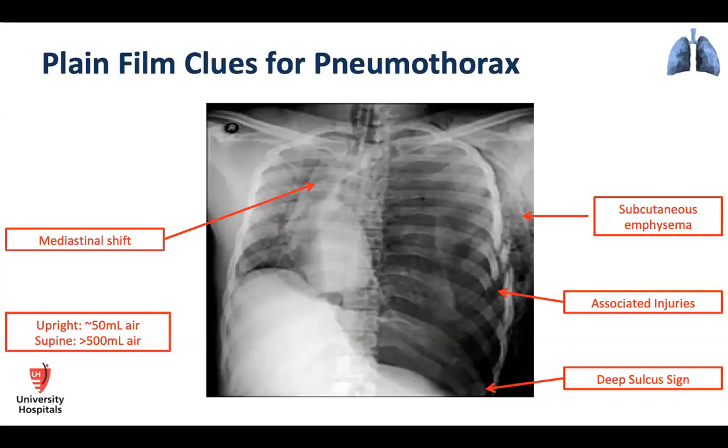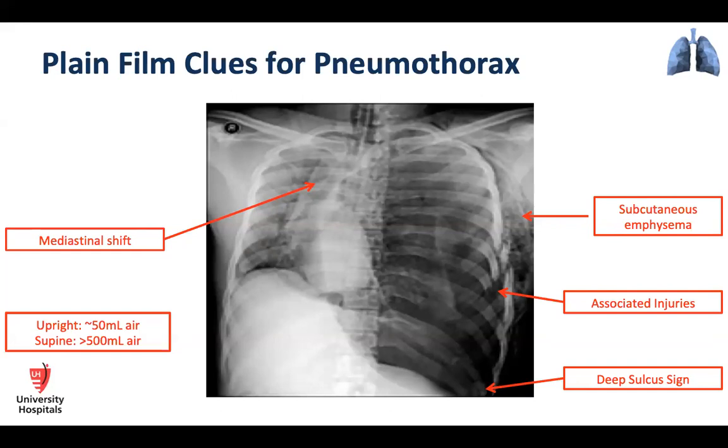So plain film cues for pneumothorax, things that you should be looking for. Well, of course, you should look for subcutaneous emphysema. You should look for associated injuries, rib fractures. We don't see this very commonly in the patients that we deal with. A deep sulcus sign, where the ipsilateral sulcus looks way deeper than the contralateral sulcus, where air has accumulated in the pleural space. Look for mediastinal shift.